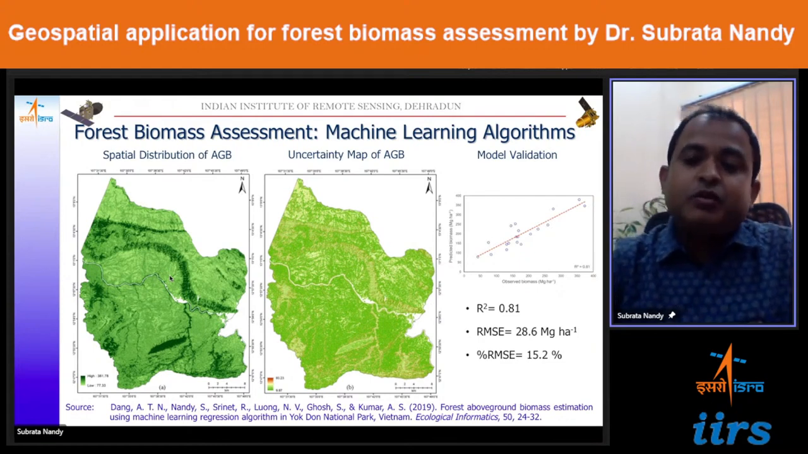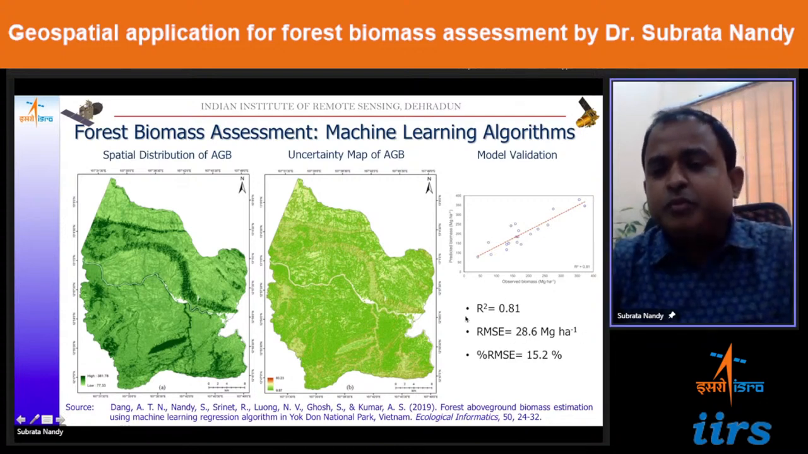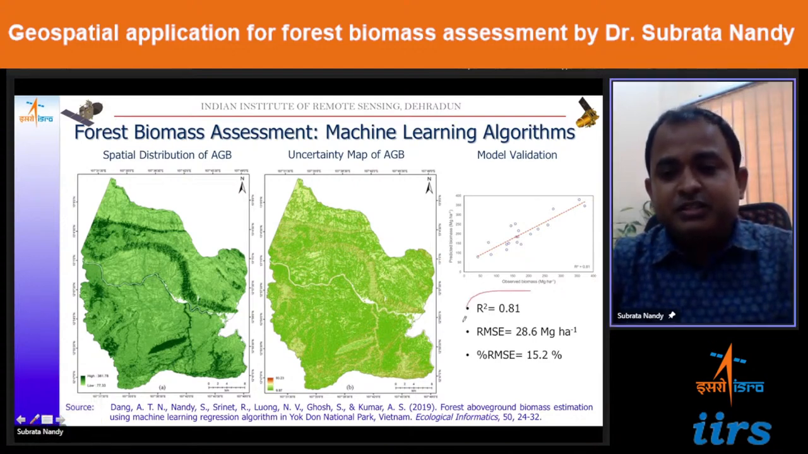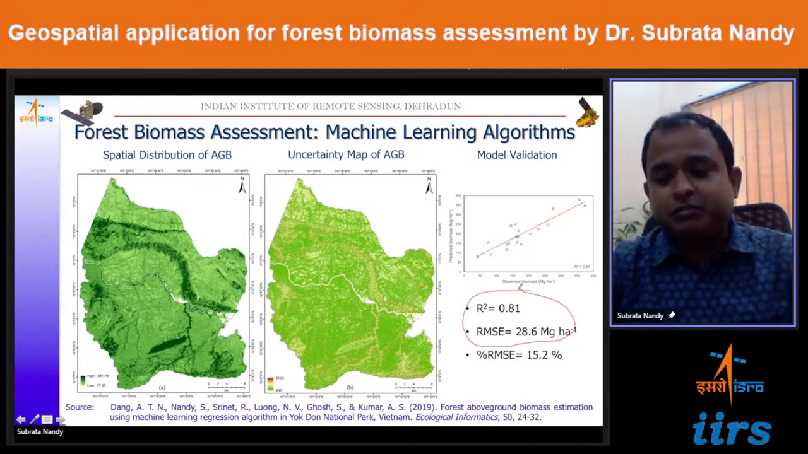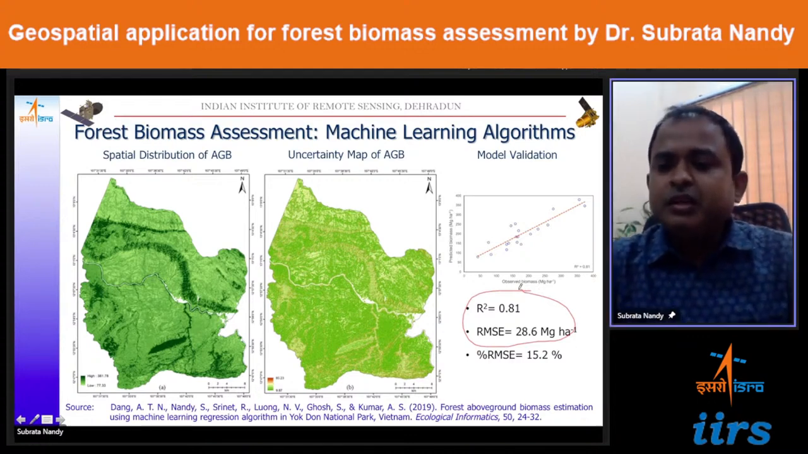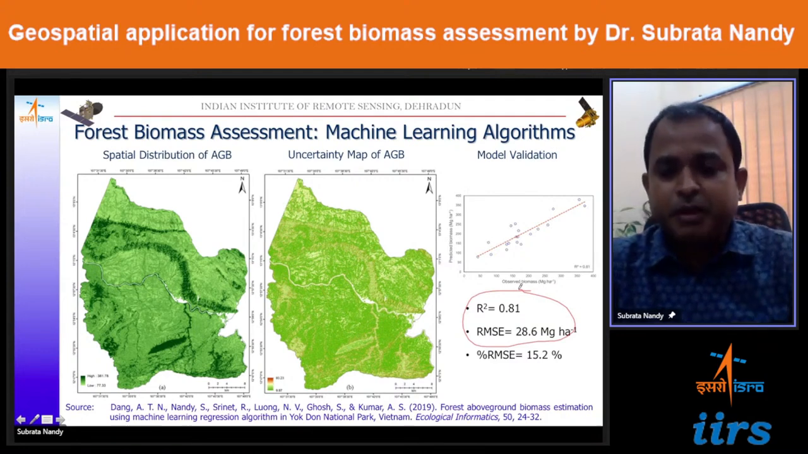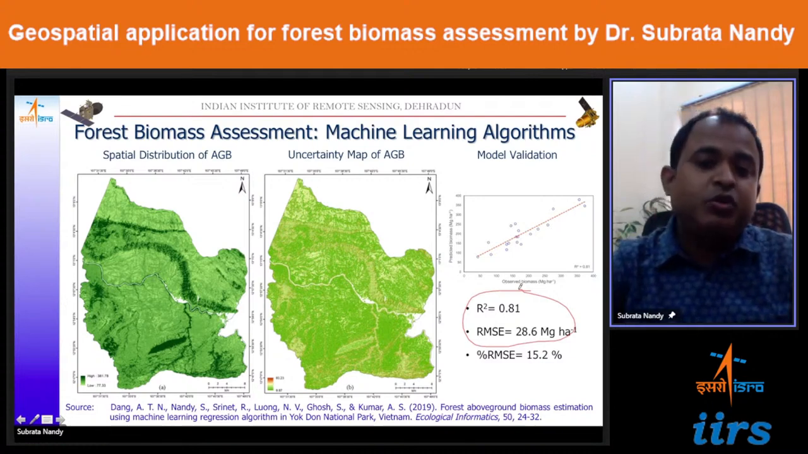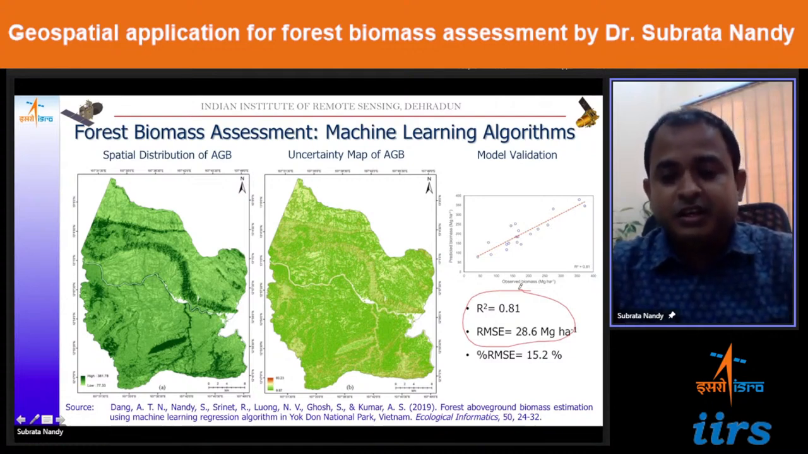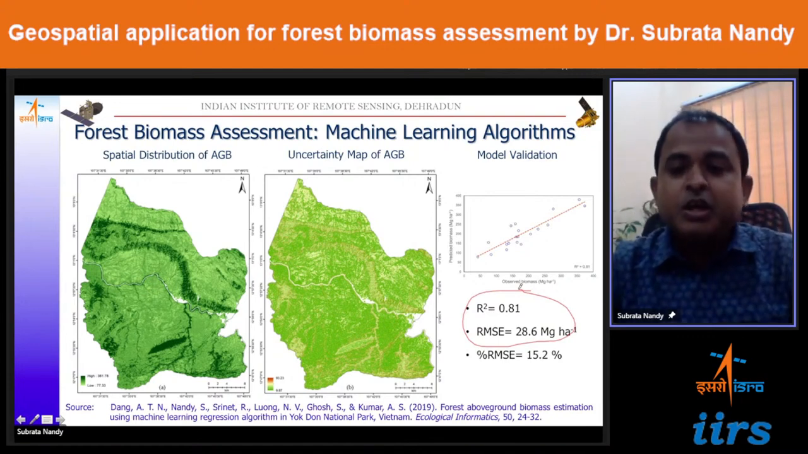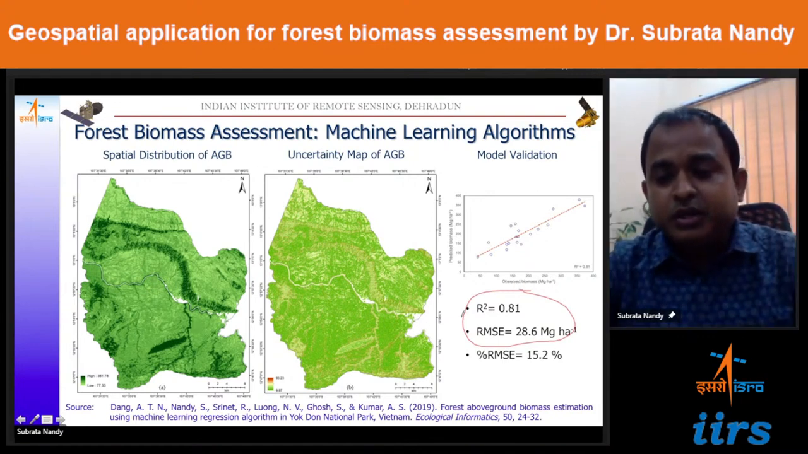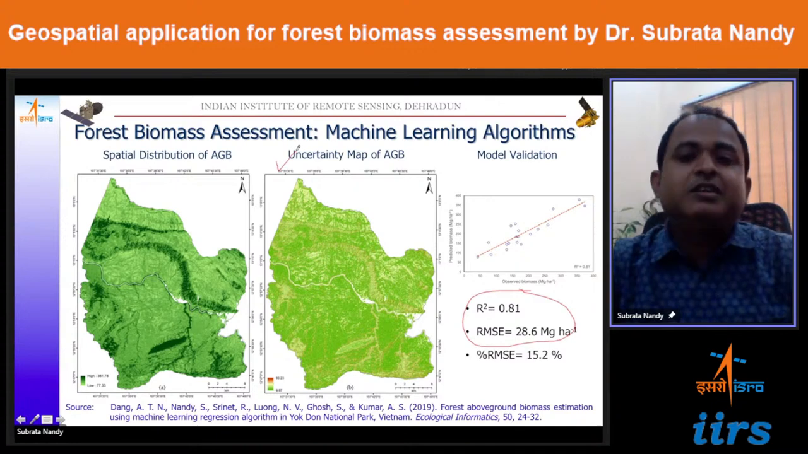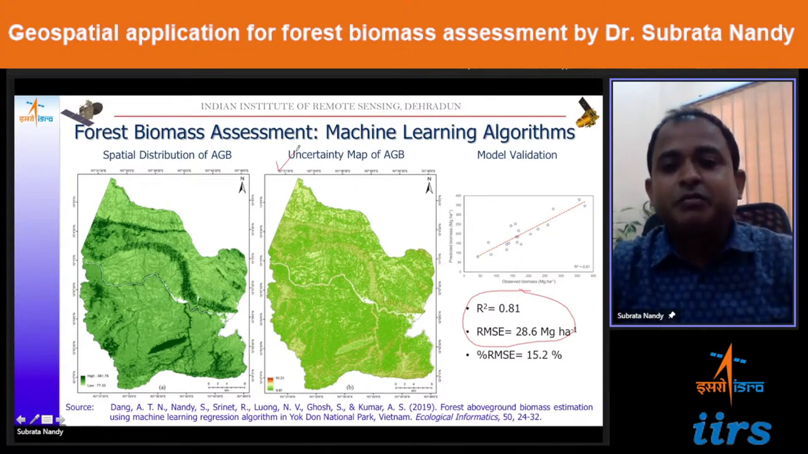And nowadays, earlier we used to provide R square values and the RMSE value. Now this R square and RMSE value will give an idea of what the accuracy level of your map is, but you are not sure whether the accuracy is distributed the same or differently all over your area. So to get a better idea of how accurate my biomass map is, we need to generate the uncertainty map also. This is the uncertainty map of this.